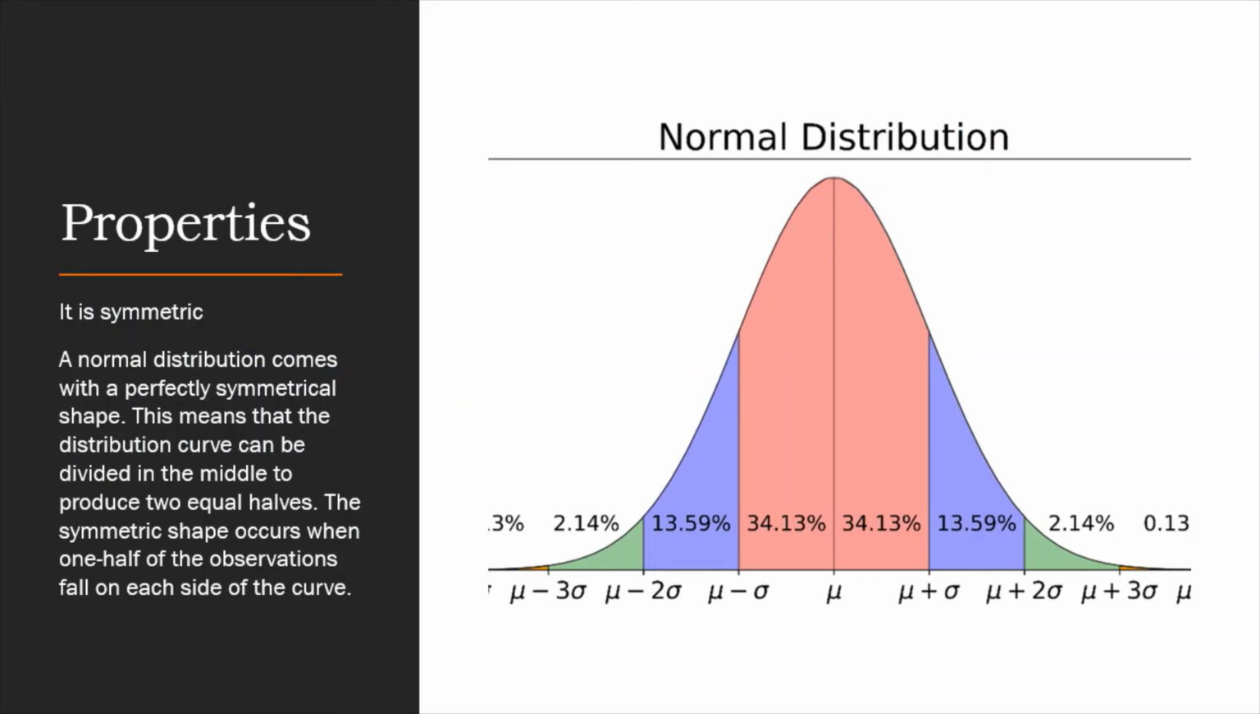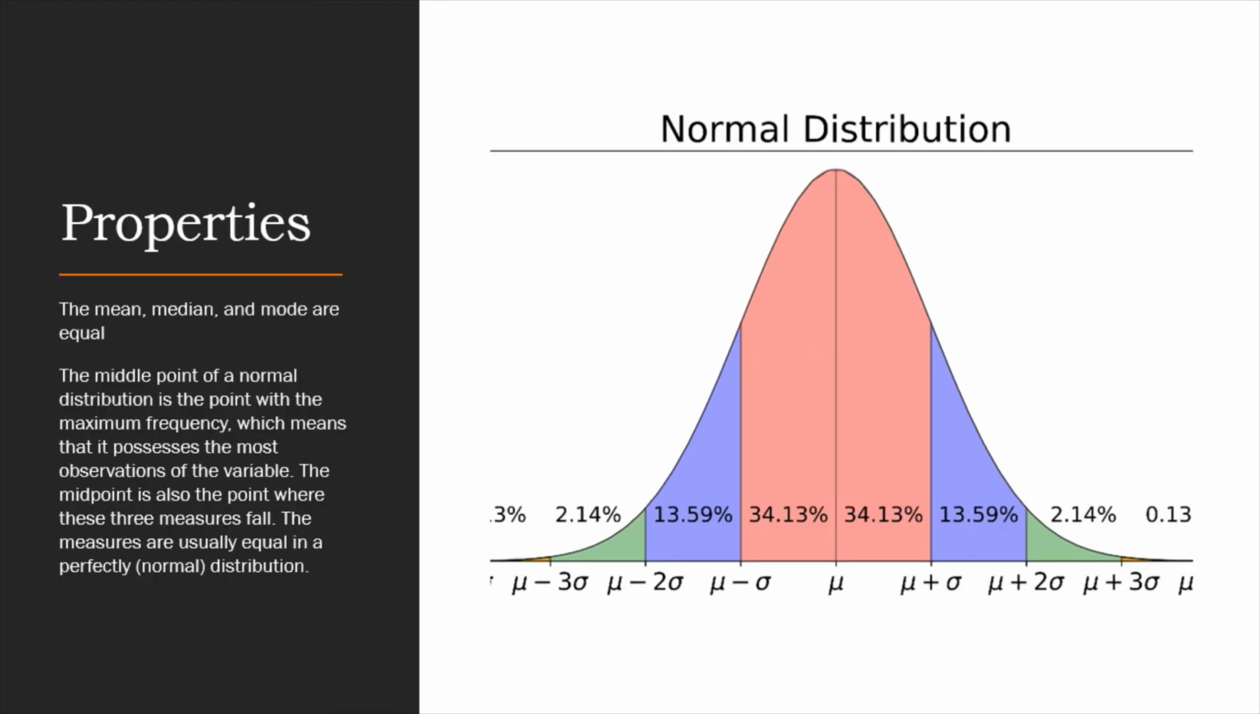Properties. It is symmetric. A normal distribution comes with a perfectly symmetrical shape. This means that the distribution curve can be divided in the middle to produce two equal halves. The symmetric shape occurs when one half of the observations fall on each side of the curve.